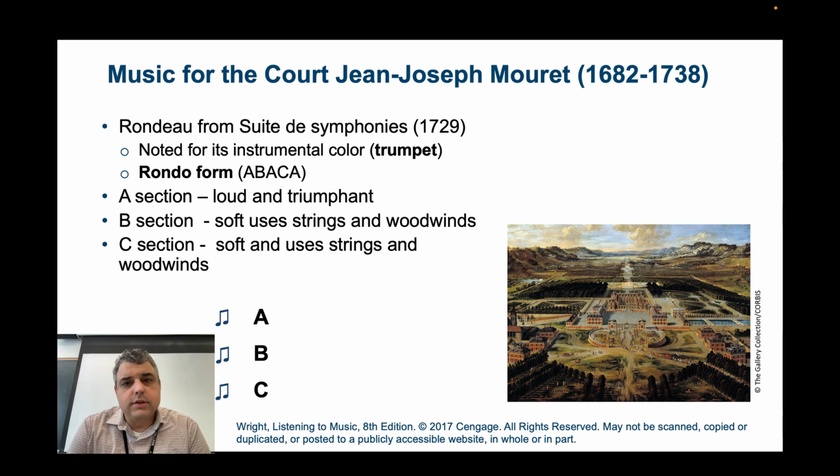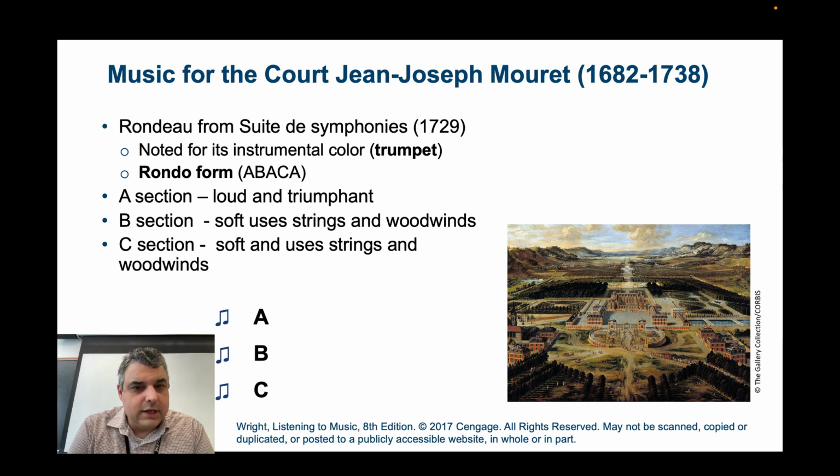So continuing our discussion about Baroque instrumental music, we're going to listen to the Rondo from the Suite de Symphonies by Jean-Joseph Mouret. This piece was written in about 1729. It's noted for its instrumental color. It uses the trumpets. Now, rondo form, let's talk about that first.